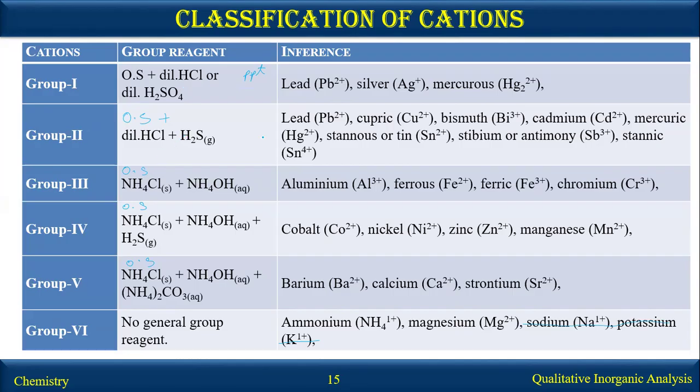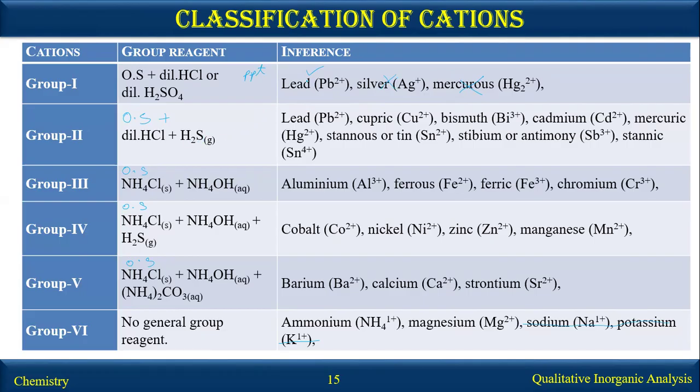So first, group 1 contains lead, silver, or mercurous. But mercurous is not part of our syllabus. Silver is also not part of our syllabus in terms of your identification. But in viva, you must remember all the ions in their respective groups.